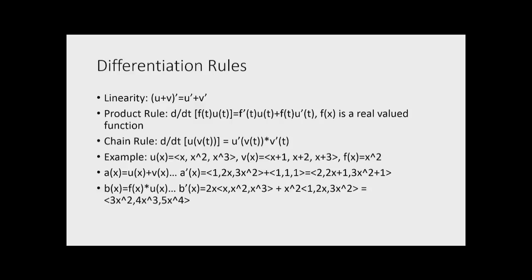If b of x is f of x times u of x, then b prime of x, by the product rule, will give us 3x squared comma 4x cubed comma 5x to the fourth. If c of x is u of f of x, then c prime of x, using the chain rule, gives us 4x squared comma 8x to the fourth comma 12x to the sixth.